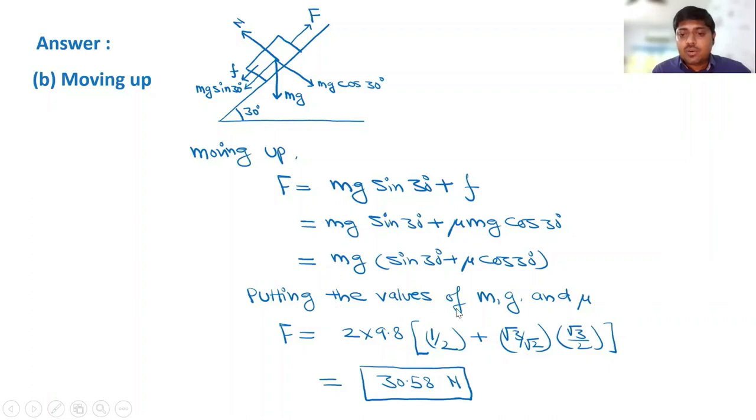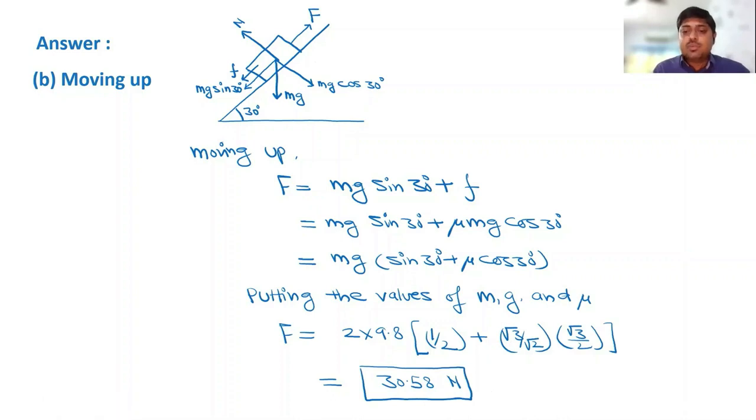And now again, putting the values of m, g and mu, we can write it in this form, 2 into 9.8 in bracket 1 by 2 plus square root 3 by square root 2 multiplied by square root 3 by square root 2. And the final value comes out to be 30.58 Newton. So this is the value of the force that we have to apply on this body so that it can move in the upward direction. So this is our final answer of this part of the problem.